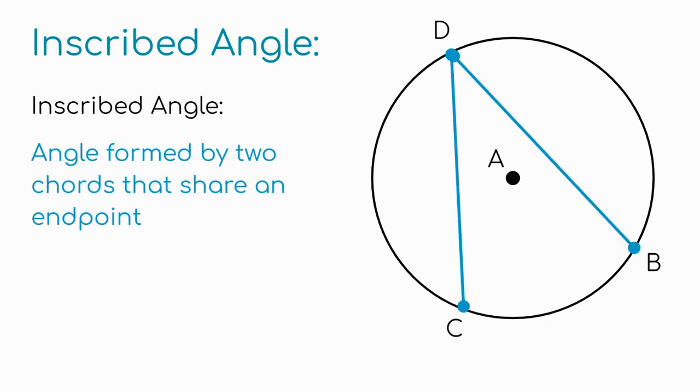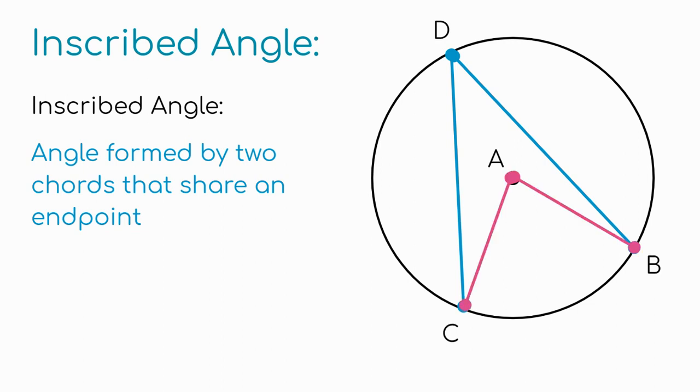So here's an inscribed angle. It's formed by two chords. So we have chord BD and chord CD that share an endpoint. So they share the endpoint D. So they're forming an angle right here. Angle D is an inscribed angle. You'll notice it's no longer located at the center. It's located on the side of the circle.